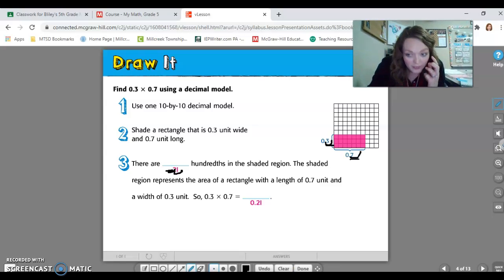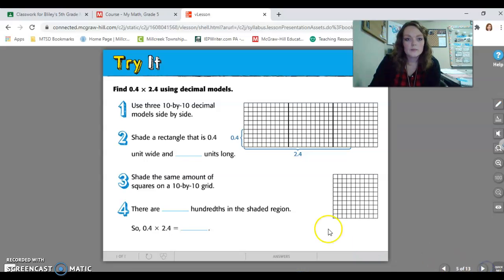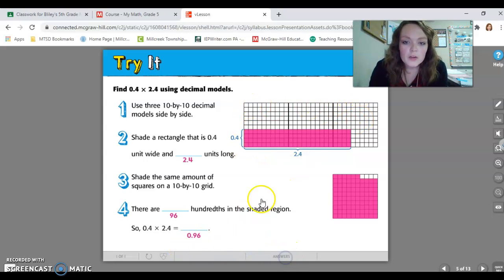Okay, let's move on to our second problem. We have 4/10 times 2 and 4/10, and we're going to use a decimal model again to represent that. So we have our base 10 blocks. We are going to shade in 4/10 by 2 and 4/10. As you can see in this model, we have multiple base 10 blocks to help us find out this problem. It is going to be 2.4 wide and 4/10 long.